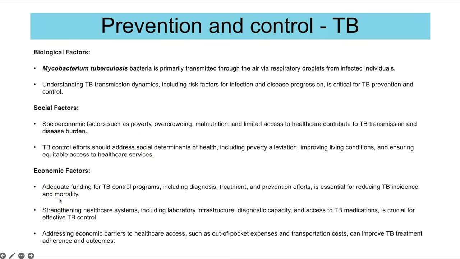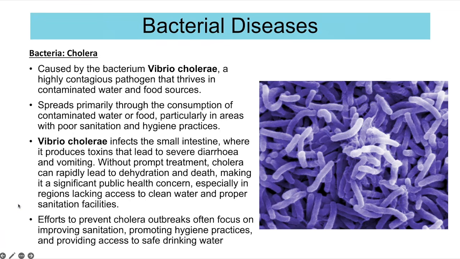Next, on the economic factors, you need to have adequate funding of TB control programs. So, for example, diagnosis, treatment with the antibiotics, and preventing with the vaccines are all essential to try and reduce the incidence of people getting the disease and dying from it. So strengthening healthcare systems, including laboratory infrastructure, the ability to diagnose, all of these will be crucial to help prevent and control TB.